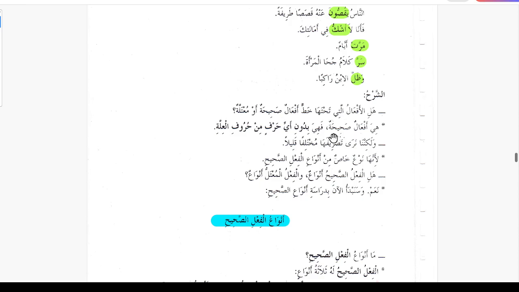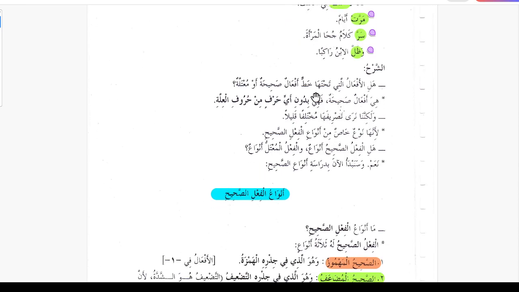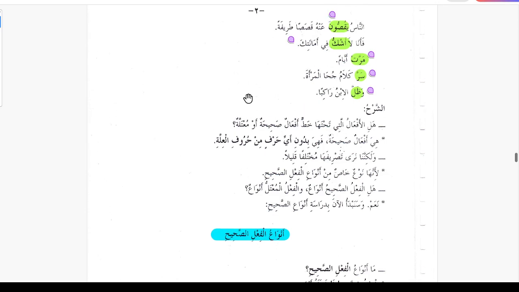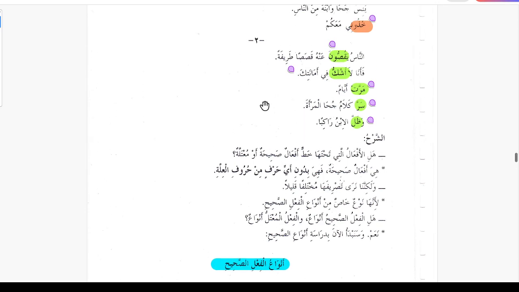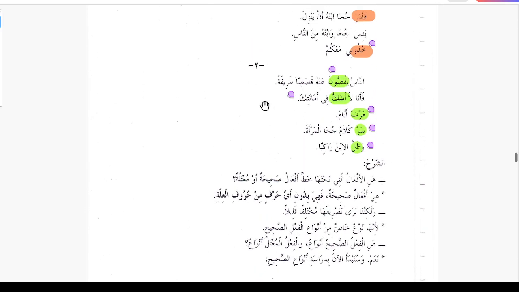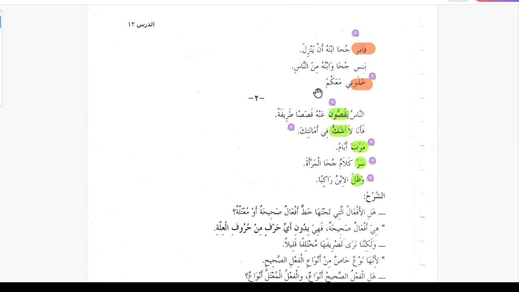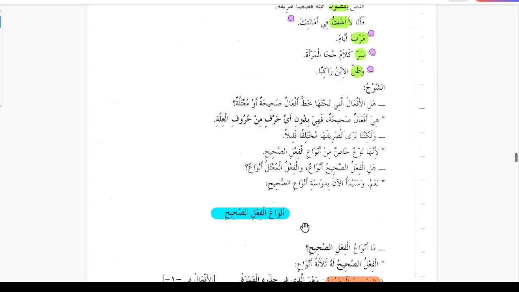Hal afalullati takhtaha khattun afalun sahihun aw mu'attalatun. Are the verbs under which there is a line sahih verbs or mu'attalatun? There may be a misprint. I don't see any line here, but you can see the ones I have highlighted.